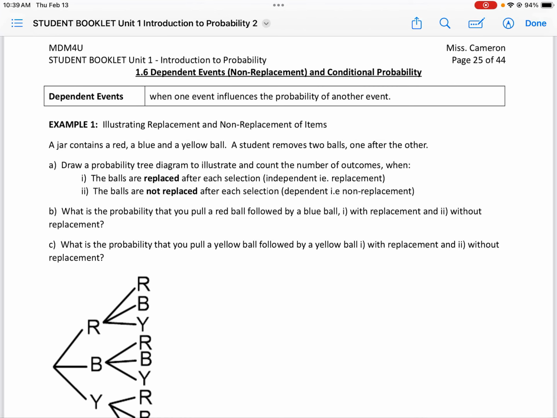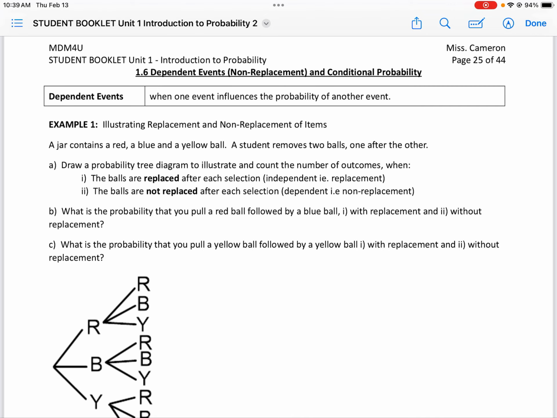1.6 dependent events, so non-replacement and conditional probability. Dependent events is when one event influences the probability of another event. So let's go ahead and illustrate replacement and non-replacement items on tree diagrams.